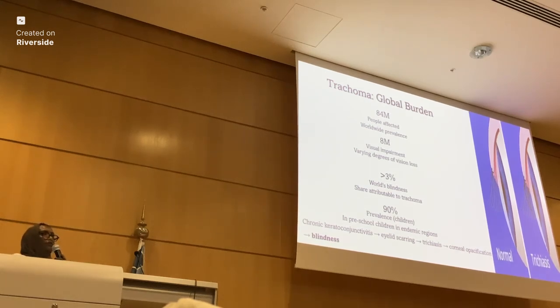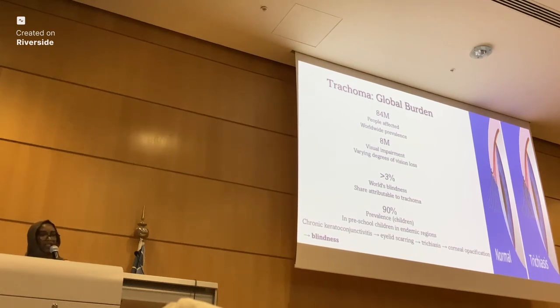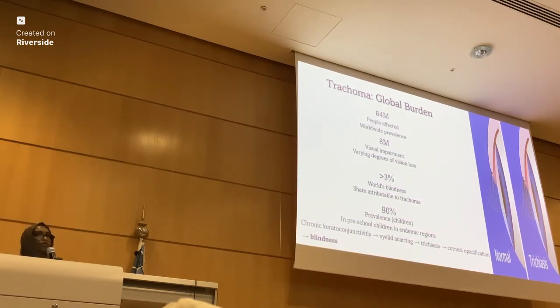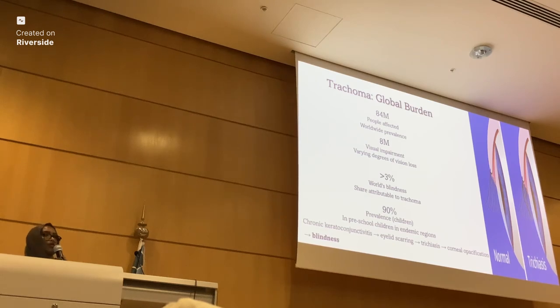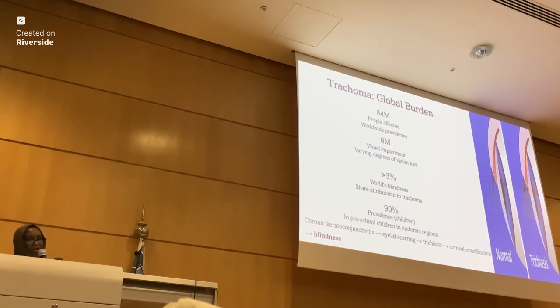Trachoma is a global burden. Almost 84 million people are affected. This is the prevalence level around the world. About 8 million will end up with different degrees of vision loss, and almost 3% of those affected get into blindness. That's not little, it's actually very huge. The prevalence of trachoma is mainly in preschool children in endemic regions.